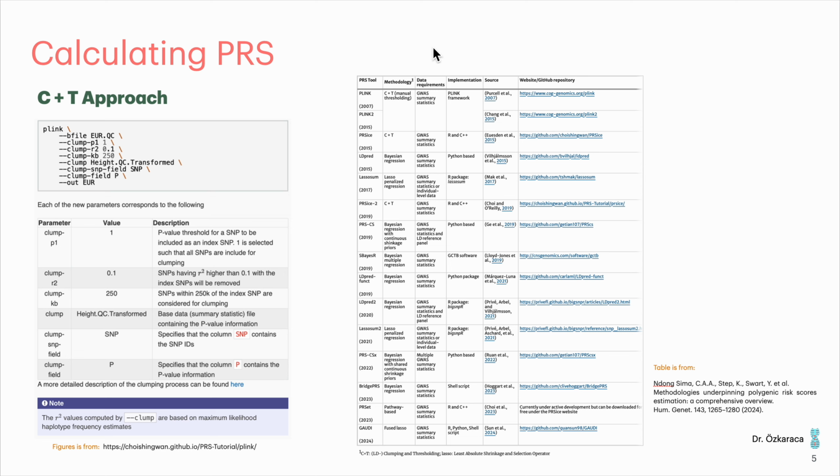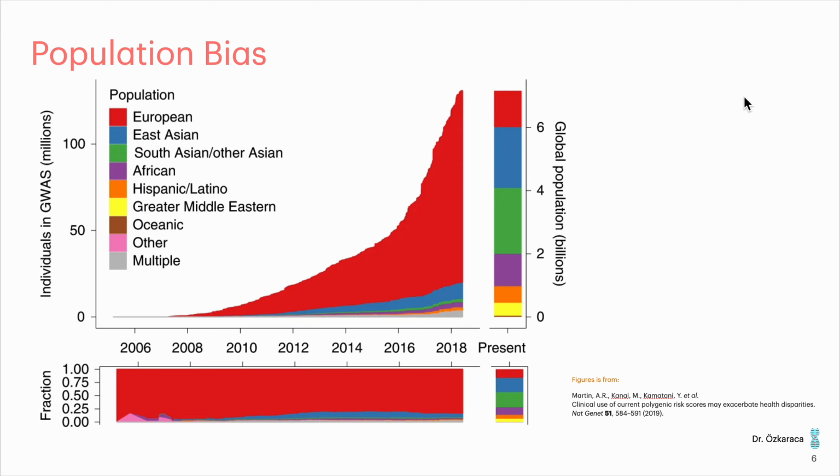On the right, we have a table of available methods for calculating polygenic scores. There are so many. This is not the exclusive list of methods. But the core logic is basically, you can think of it like a C plus T approach. So I will not talk about other methods, because the idea is just to give you the core logic of how PRS are calculated. And in the next couple of slides, I will be talking about this population bias issue.